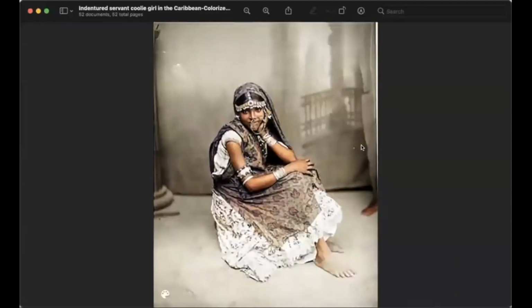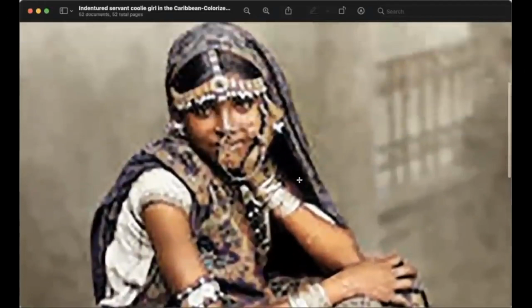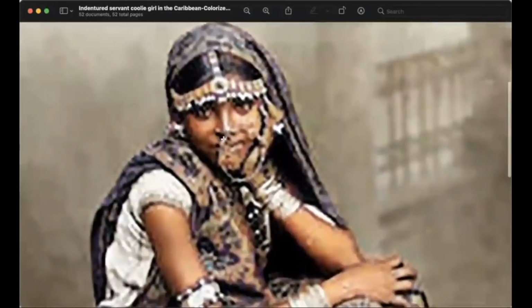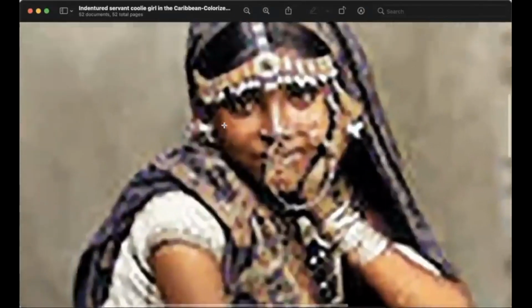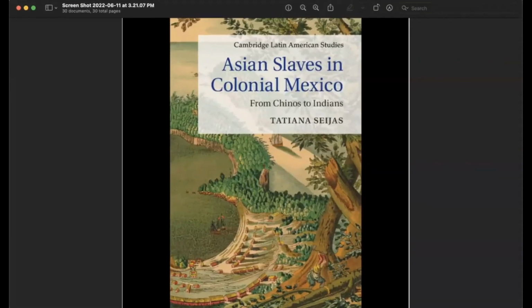This is an indentured servant coolie girl in the Caribbean. She's in the Caribbean. She's Hindu. This is a Hindu, right? This is a Hindu, and she's in the Caribbean. Asian slaves in colonial Mexico, from Chinos to Indians, from Tatiana Seijas.